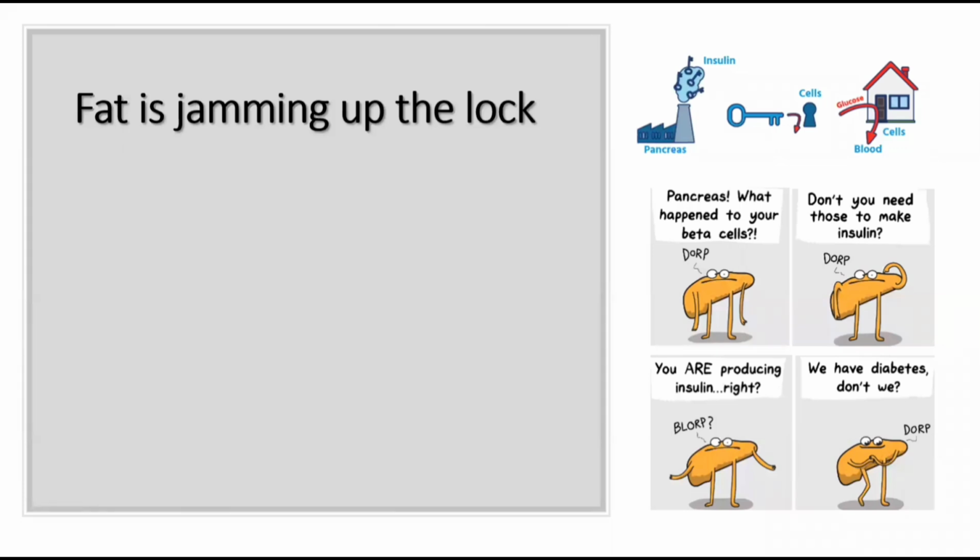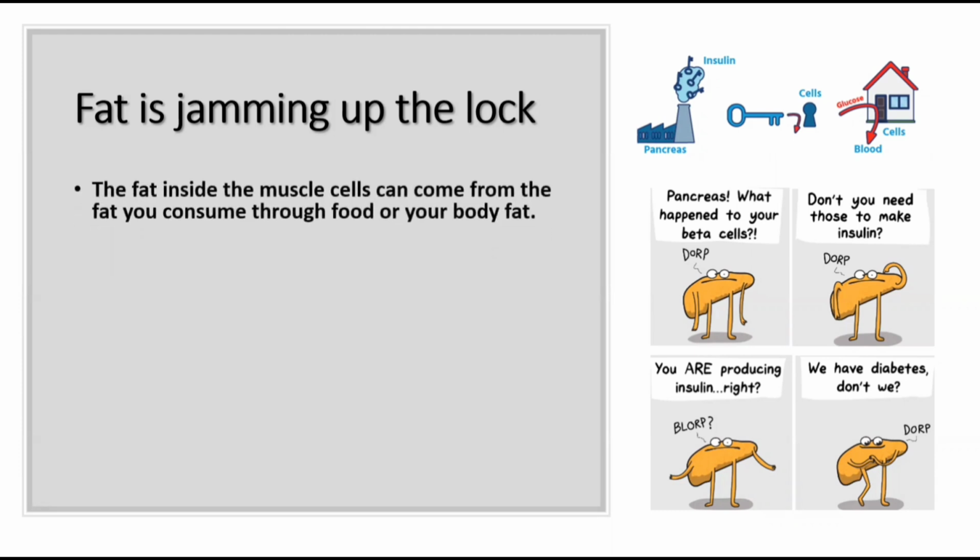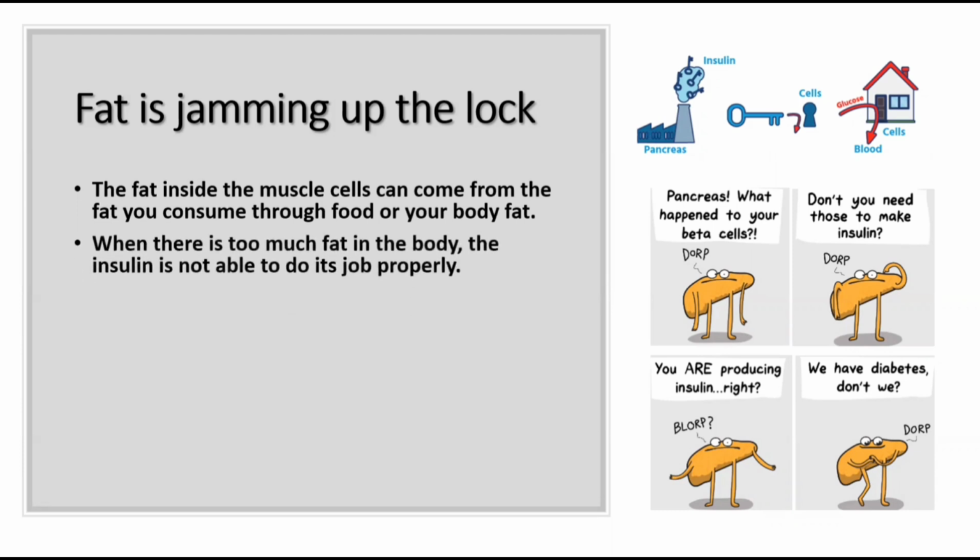If insulin is the key that unlocks the doors to your cells, saturated fat is what appears to jam up the locks. The fat inside these muscle cells can come from the fat you consume through food, or it can come from your body fat. In other words, the insulin is not able to do its job properly.